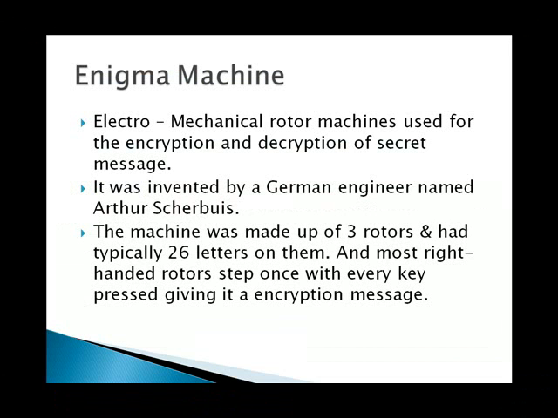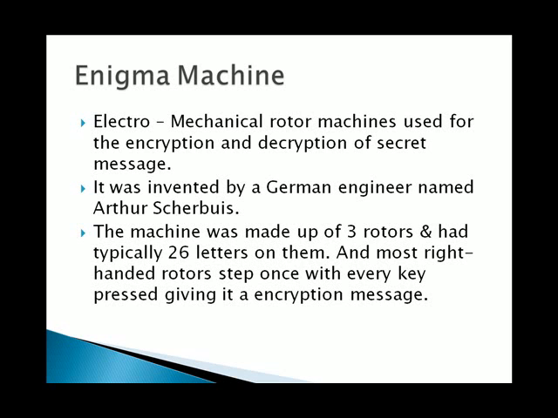During the earlier stages of cryptography, there were two main machines that were used. The first one I'm going to talk about is the Enigma machine. It was an electromechanical rotor machine used for the encryption and decryption of secret messages.